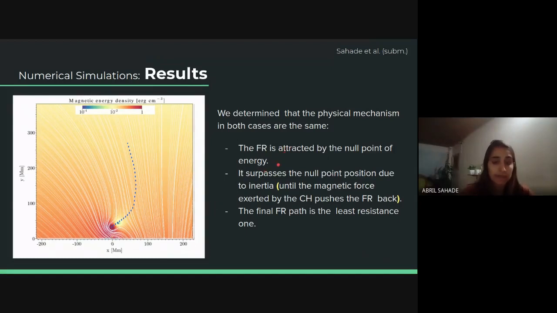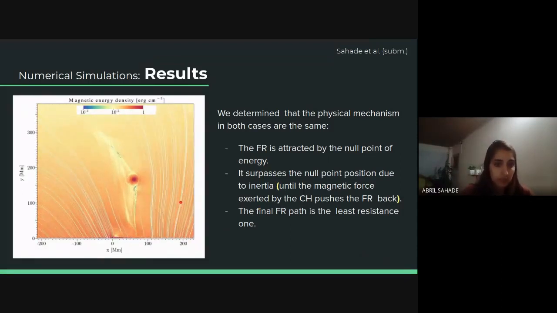So, well, the flux rope is firstly attracted by the null point of energy. And afterwards it surpasses that null point and continues the trajectory because of inertia. In the case of anti-aligned simulations, this happens until the magnetic force exerted by the bent coronal hole field lines pushes the flux rope back. For both cases, the anti-aligned and the aligned, the final path of the flux rope is the one of least resistance.